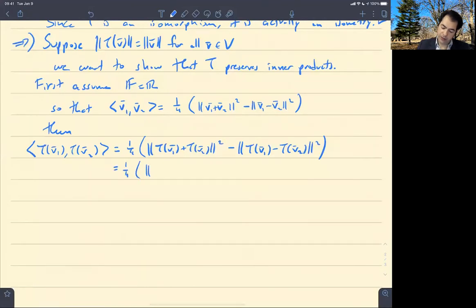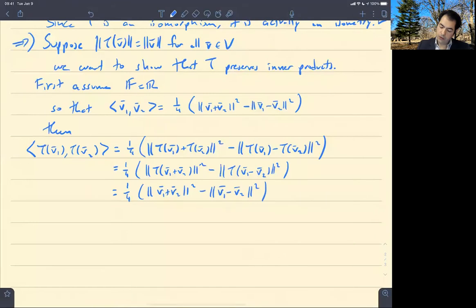Then because T is a linear map, I can write this as the length of T of v1 plus v2 squared minus the length of T of v1 minus v2 squared. And then because T preserves lengths, I can write that as the norm of v1 plus v2 squared minus the length of v1 minus v2 squared. And then because of this equality, this is equal to the inner product of v1, v2, as we wanted to check.